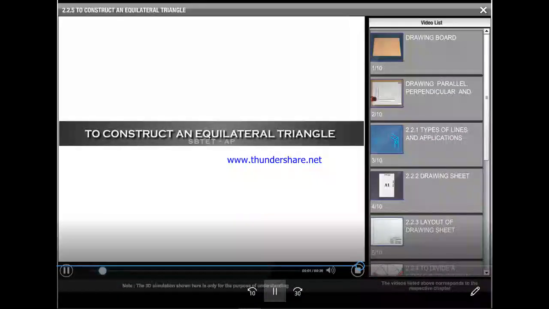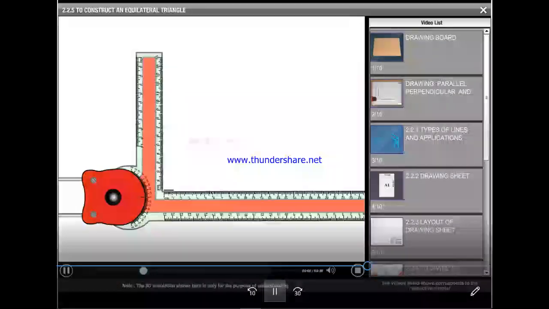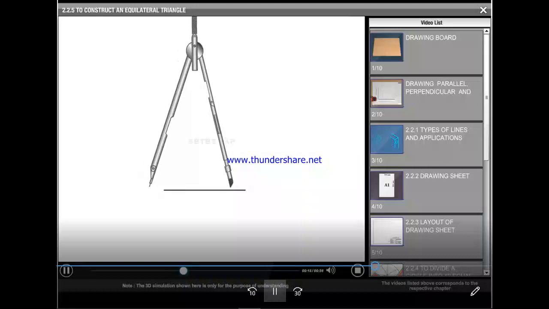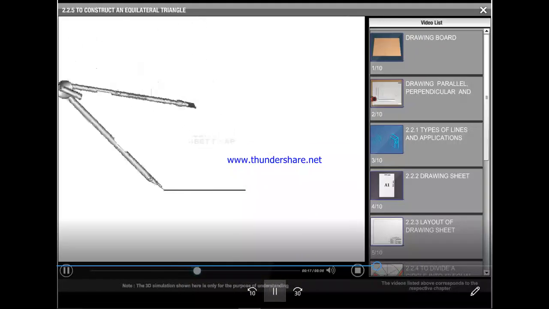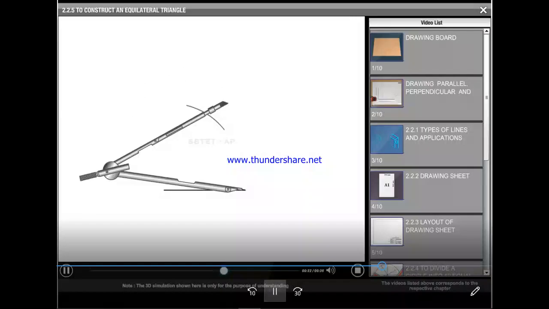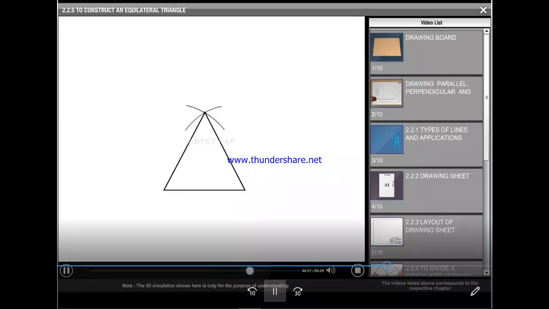In this video, we will see about the construction of an equilateral triangle using compass. Draw a line of length equal to side of the triangle. With a compass and radius equal to side of the triangle, draw an arc from one end of the line and intercept the arc from the other end. Now complete the triangle. In the next video, we will see about the construction of an equilateral triangle using angles.